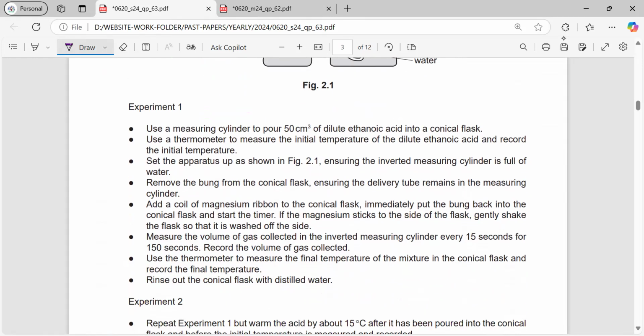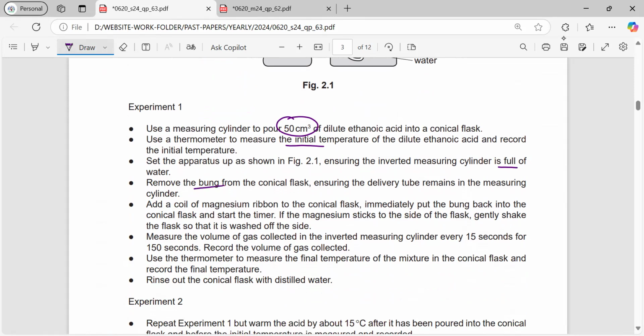Experiment 1, use a measuring cylinder to pour 50 cm³ of ethanoic acid. Use a thermometer to measure the initial temperature. Set the apparatus, ensuring the inverted measuring cylinder is full of water first. Remove the bung from the conical flask. Ensure the delivery tube remains in the measuring cylinder. Add a coil of magnesium.